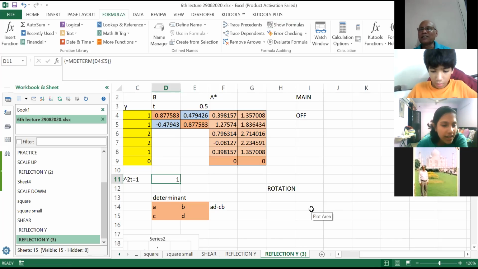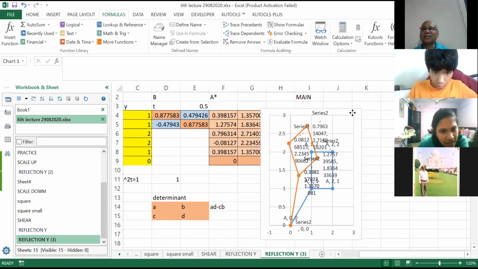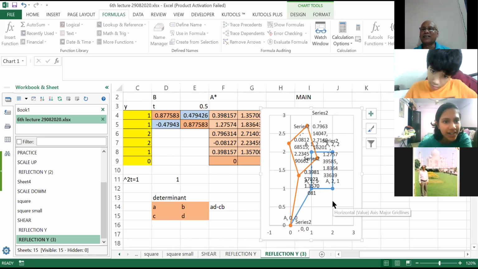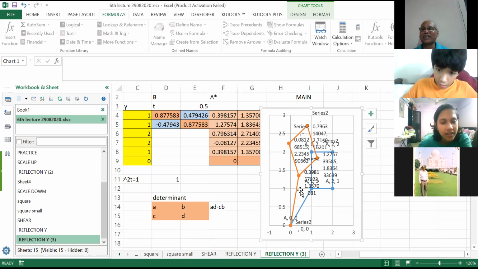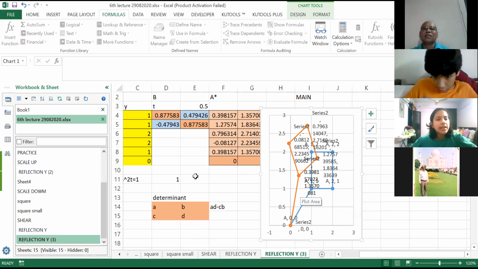Sir, for rotation, can you please show that graph, that figure? Yes. Why is it distorted? What is this? This has moved 0.5 radians, right? It is rotated at that angle, 0.5 radian. I was wondering what has happened to the figure. So 0.5 radian is somewhere around 20.